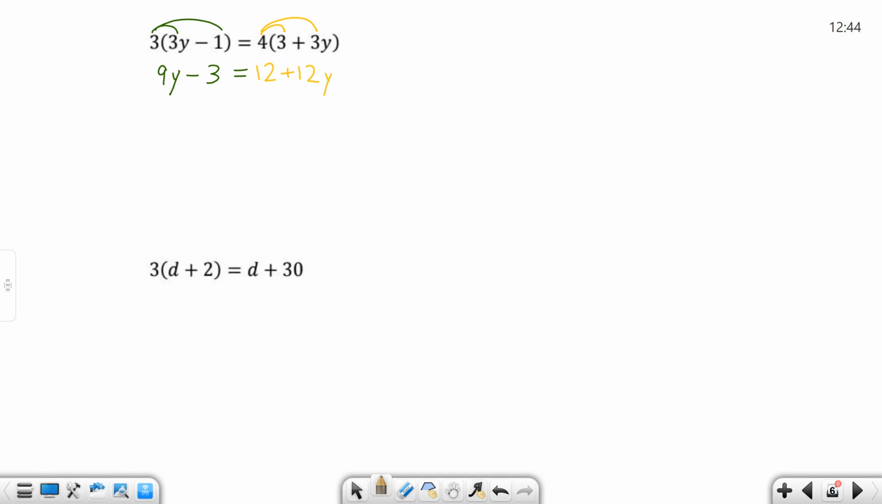And remember, the only way that it would be a better move is if this was like 9 and 10. If they were 1 apart, you move the smaller one. But here, you just pick whatever. So I'm going to choose to move the -3. I'm going to add it to both sides. This cancels, and I get 9y equals 15 plus 12y.